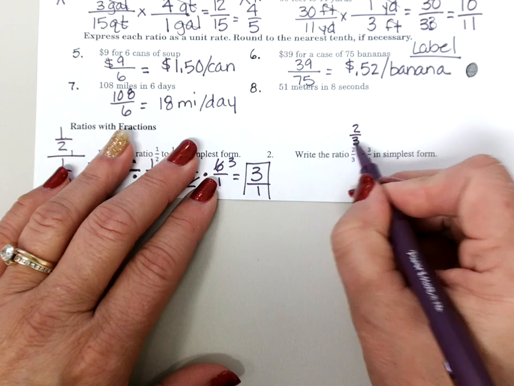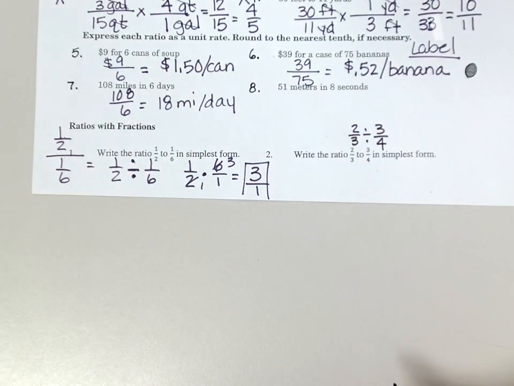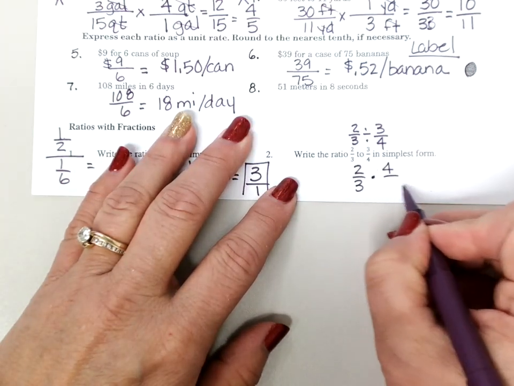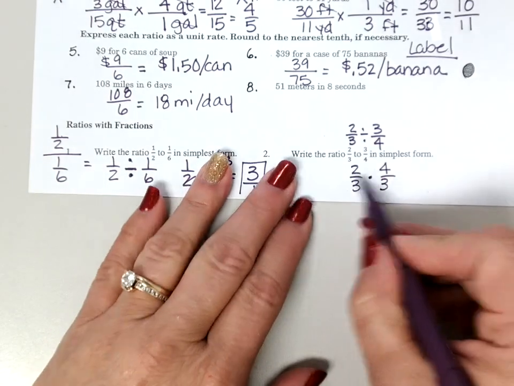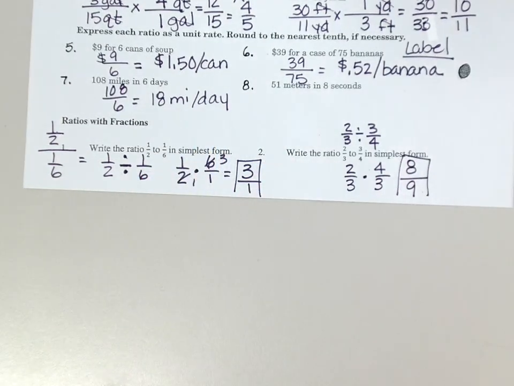So it's 2/3 over 3/4. So that's like 2/3 divided by 3/4, which means I will keep, change, and flip. Multiply across the top, you get 8, bottom, you get 9.